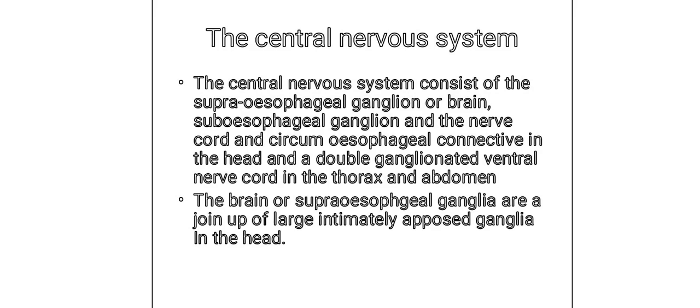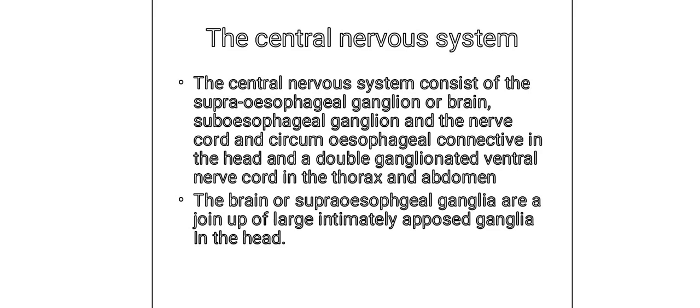Further, if you take this central nervous system, you have the supraoccipital and suboccipital ganglion, as well as the ganglia that are present in the thoracic region and the abdominal region. These form the central nervous system. If you talk simply about the brain, you will find the supraoccipital ganglion.